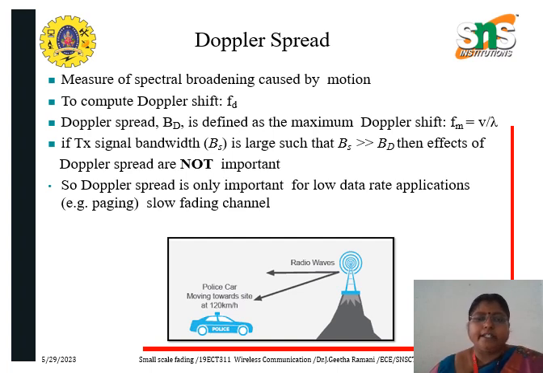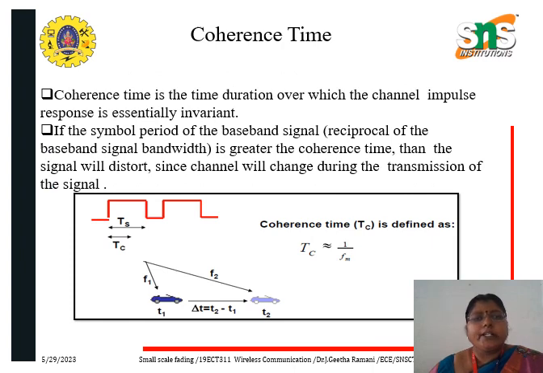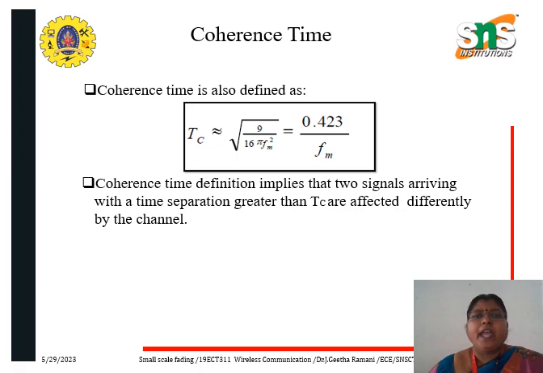And coherence time is the time duration over which the channel impulse response is essentially invariant. So the coherence time is defined as Tc, which is almost equivalent to 1 by Fm. If the symbol period of the baseband signal is greater than the coherence time, then the signal will distort, since the channel will change during the transmission of a signal. And coherence time is also defined as Tc equivalent to 0.423 by Fm.